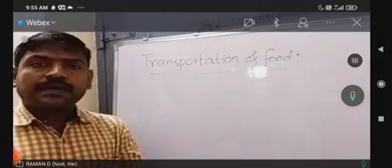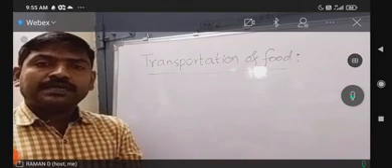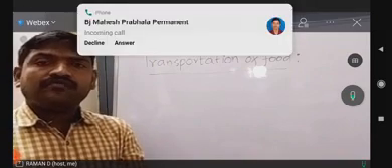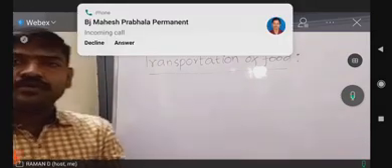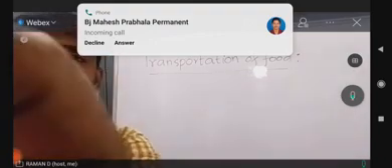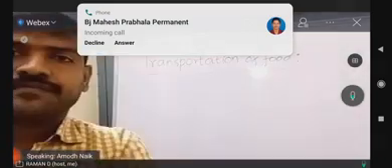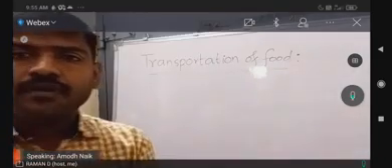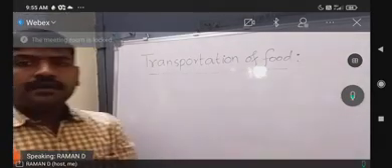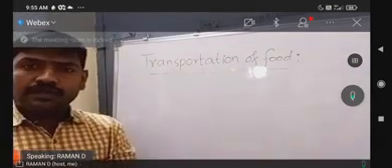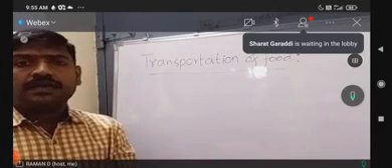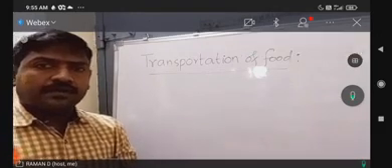We have learned that xylem transport is majorly driven by the physical forces. Here, transportation of food is not like that.